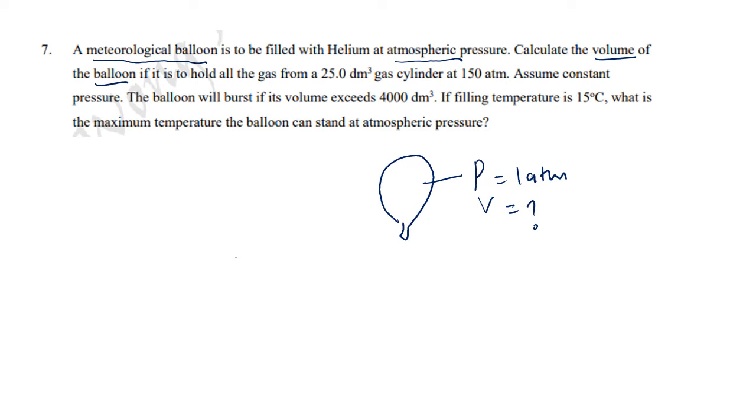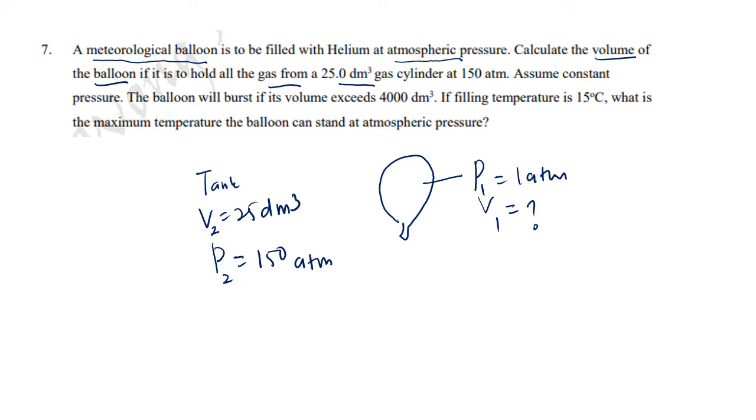Okay, if it is whole, all the gas from 25 decimeter cube of gas cylinder. Okay, so we have a gas tank here. Volume 25 decimeter cube and pressure is 150 atm. So, okay, we can give the condition in tank as condition 2 and also pressure 2. For atmospheric pressure for the balloon is P1 and V1.